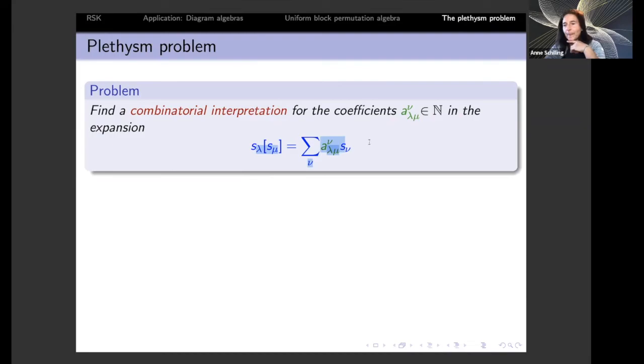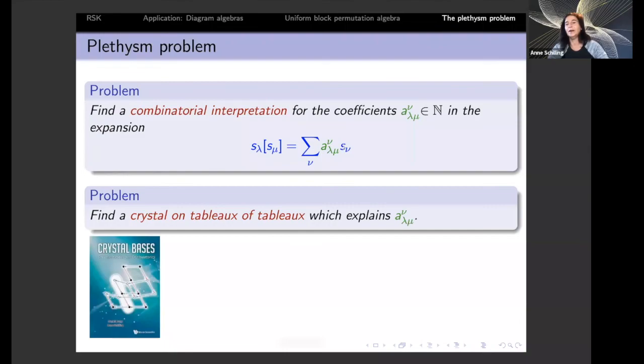And this sort of now goes back to my first two lectures, right? In the second lecture, I said that, well, if you have a symmetric function and you know that it decomposes positively into a Schur function, you can try to impose a crystal structure on the underlying set and then get a combinatorial interpretation for the decomposition. And well, so this would be exactly the setting here. So one of the problems which we are still working on, but which actually seems quite hard, is to find a crystal on tableau of tableau or multiset tableau, which actually explains these plethysm coefficients.